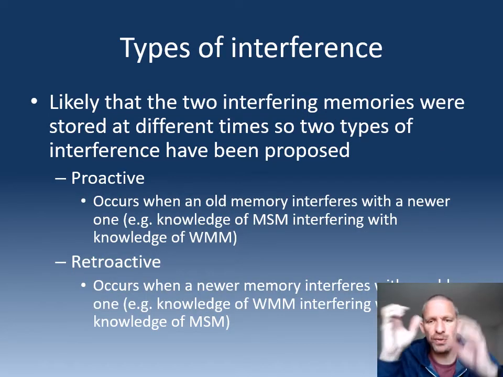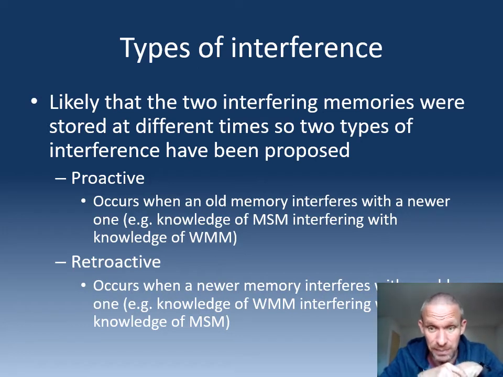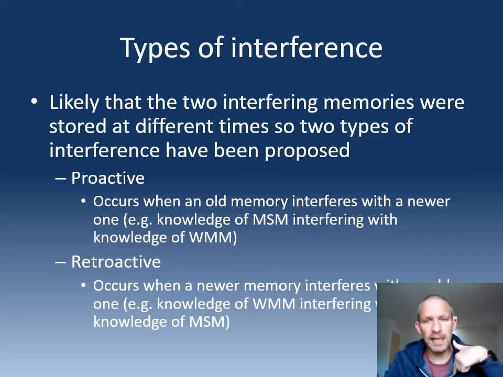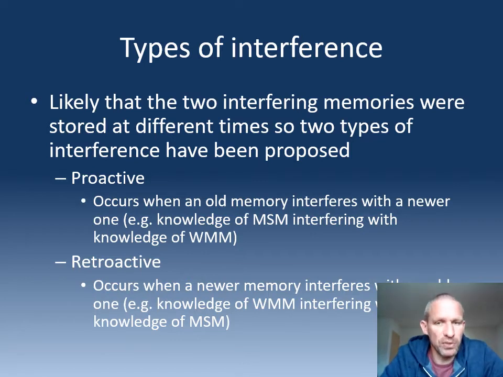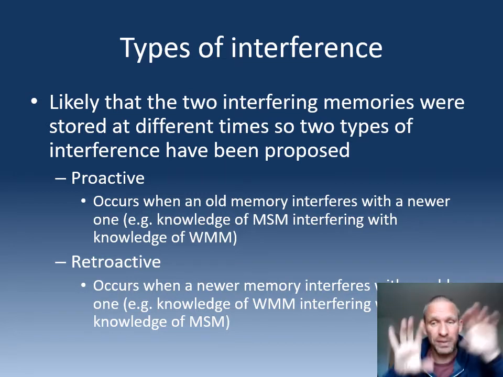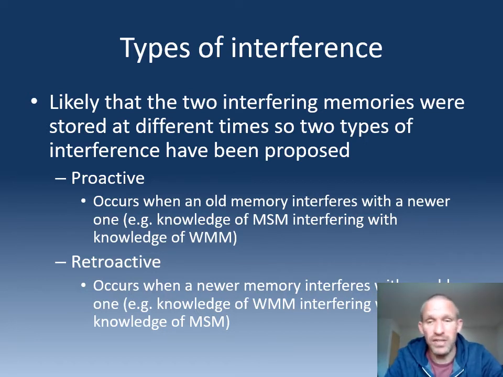Now, we don't tend to learn two different things at the same time. Chances are one memory was created and then the other, and that allows for two different types of interference. So you've got proactive interference, which is when an old memory interferes with the newer one. So we learn the multi-store model and then we learn the working memory model. They're not a million miles apart, so you've got two quite similar memories in your head, all these different stores, so you could mix them up. So proactive would be multi-store model knowledge creeping in. So rather than central executive, you might call it the sensory register, perhaps.